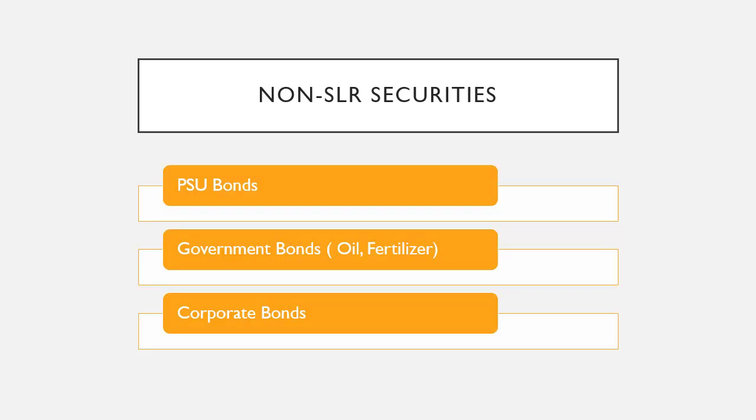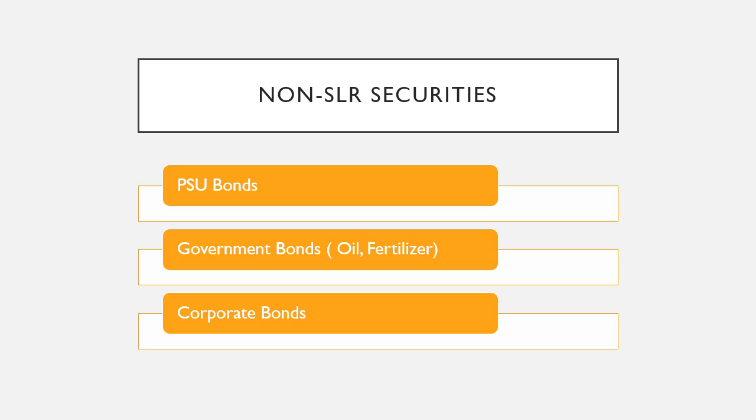So non-SLR can be PSU bonds, which is public sector bonds, government bonds which can be in the form of oil, fertilizer and other bonds, which are issued by the government to fund either subsidy or, in the past, they have been issued to cover the difference between market price of petroleum products and the price at which they are actually sold, causing a kind of deficit. So the deficit funding has been done through these oil bonds. Corporate bonds also classify as non-SLR securities. In some other cases, even mutual funds, shares and all will be eligible to be classified as non-SLR security.